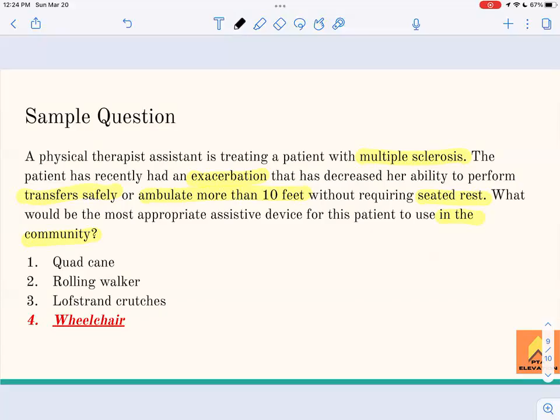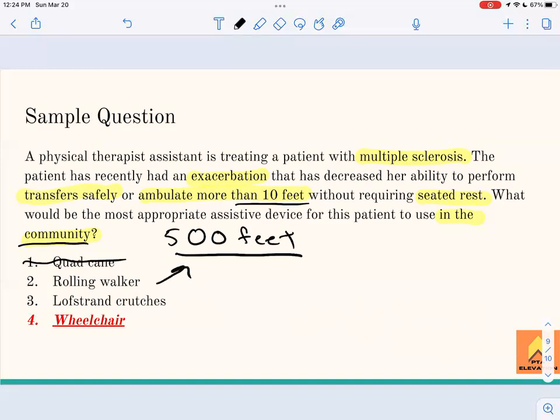So could we use a quad cane if it was in her house? Maybe, but this patient can't really walk more than 10 feet. So would that really be appropriate for going around the community? Remember, community ambulation is 500 feet. Remember this, guys. Community ambulation is 500 feet. So quad cane, I'm nervous with that. Rolling walker, okay, that might be okay for her house, but going 500 feet, that's a lot. And same thing with the Lofstrand crutches, going 500 feet makes me nervous. Also transferring safely makes me super nervous with this patient, because remember, we want them to be safe. So I see a wheelchair and I'm thinking, oh, this is beautiful, I love it.